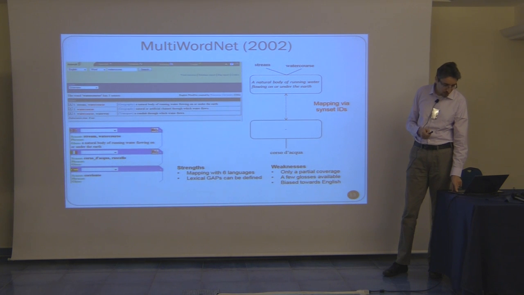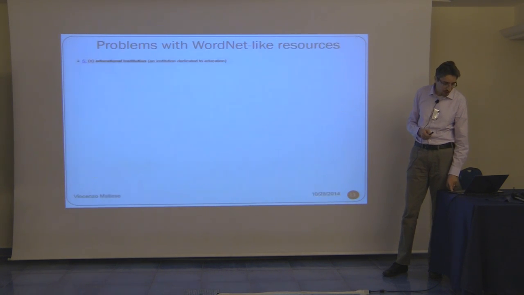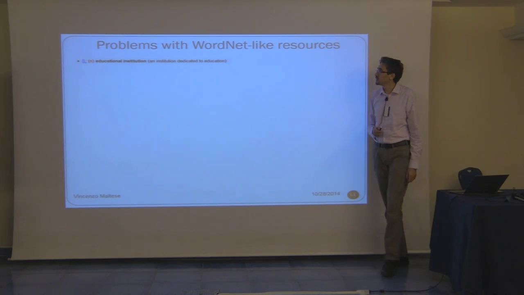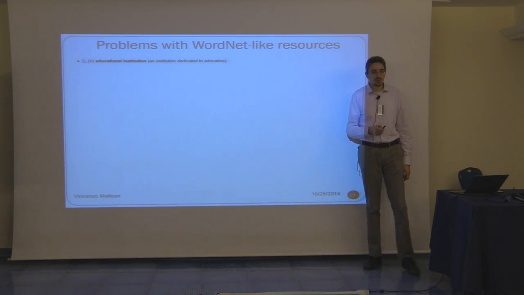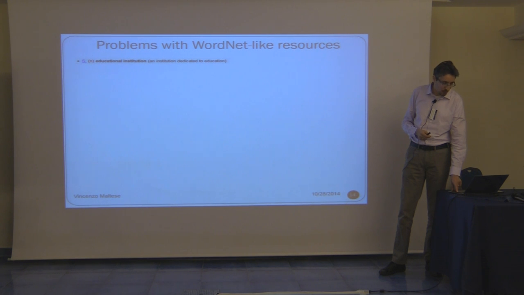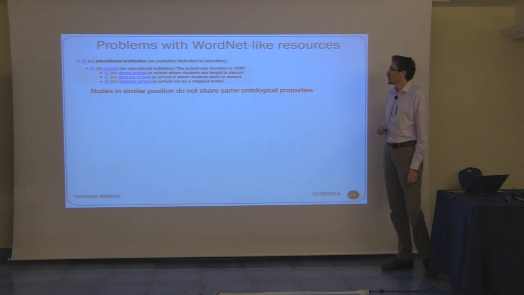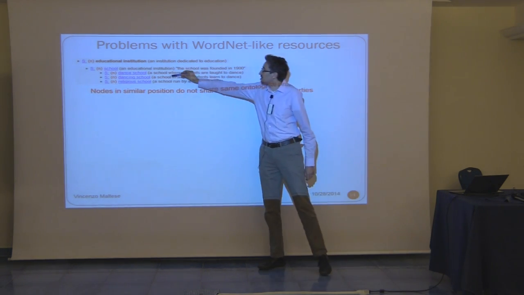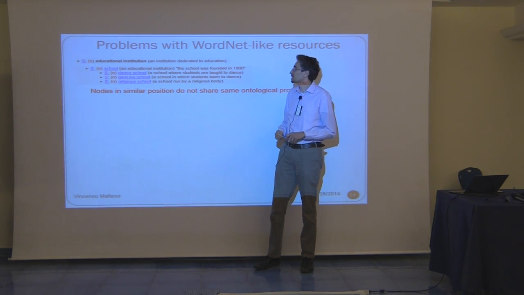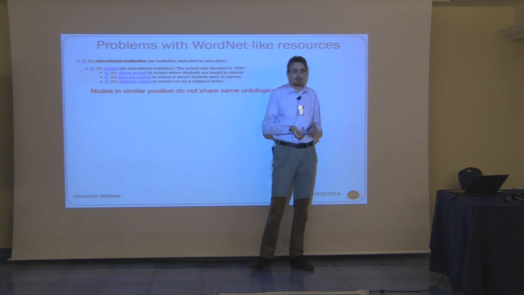I also have an additional slide concerning the limitations of these tools. So I'm taking a piece of WordNet rooted into educational institutions. Actually, Subhashish is here. He did some work in analyzing exactly this part in Trento. And if you inspect it, it's easy to see that there are some clear problems with these kinds of resources. So, for instance, if you inspect the terms which are siblings, if it were an ontology, you would have expected that siblings have similar ontological characteristics.